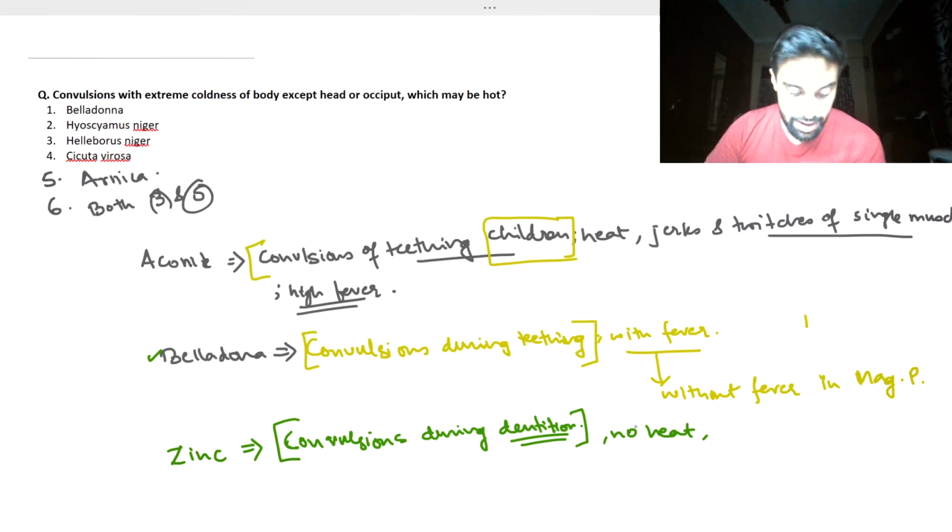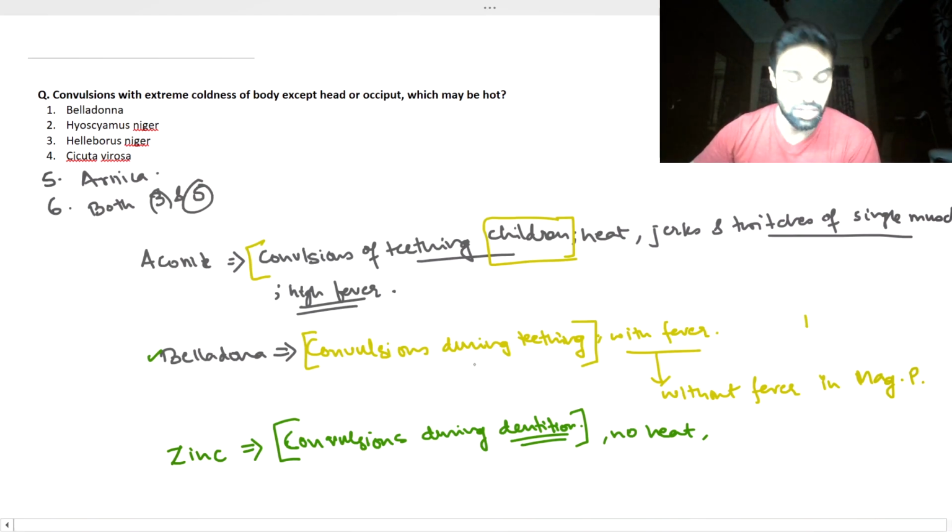Rolling the eyes and gnashing the teeth, that is not important. So the key word is no increase in temperature.